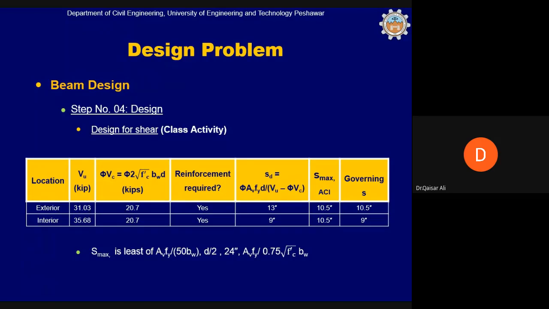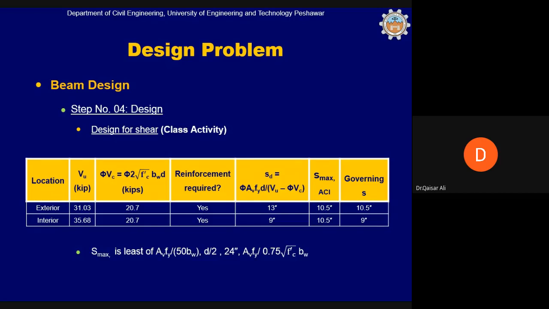ϕVc is the capacity of the concrete in shear, 2 root fc prime bw d. Everything is known to us. This gives us a value of 20.7 kip. 20.7 kip is less than 31.03, so we have to design this beam for shear. Reinforcement is required. Then this is the spacing which is required as per this Vu.